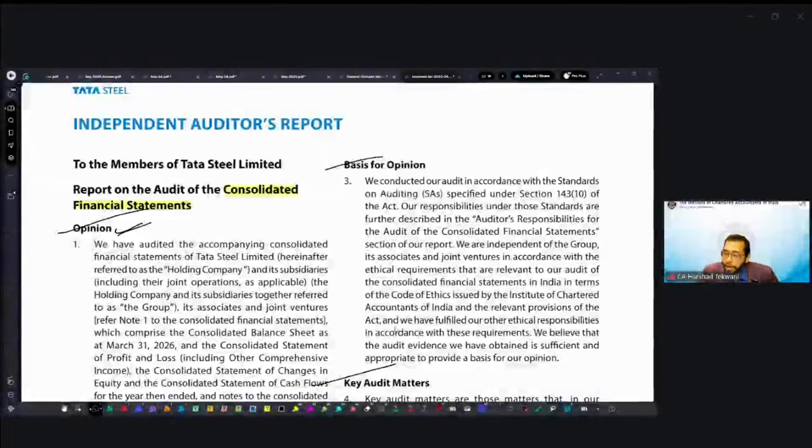You need to evaluate whether your inability to form an opinion because of the management limitation on that particular unaudited component portion is material and pervasive, or whether the possible effects of the unaudited financial statement and the misstatement present in it are material and pervasive. If yes, you will issue a disclaimer. Otherwise, you may issue a modified opinion, a qualified opinion.